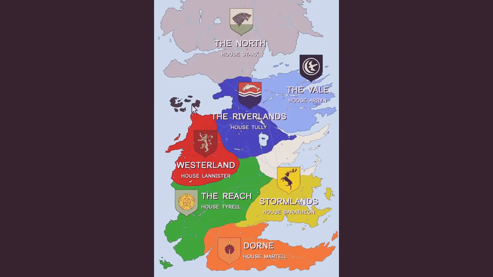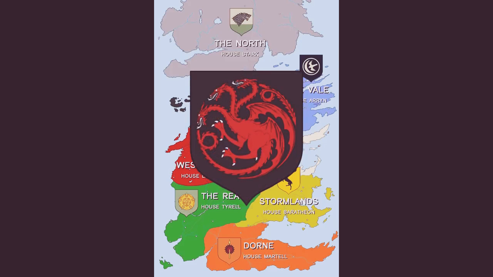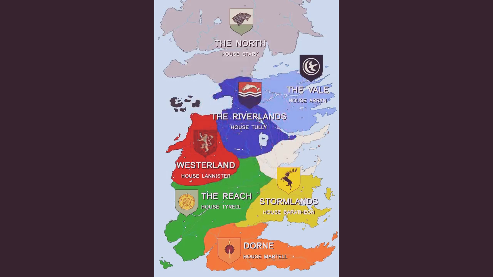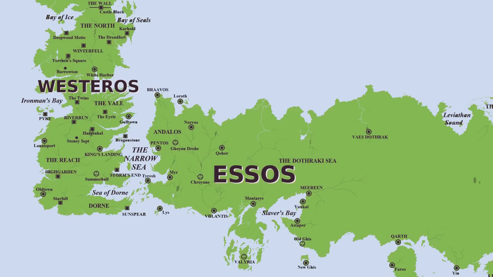The unification of the 7 kingdoms into a single realm happened about 300 years before the show starts. The person who did it was named Aegon, and he was from an 8th house, House Targaryen. And to explain the Targaryens, we have to go back another 300 years and to another continent.